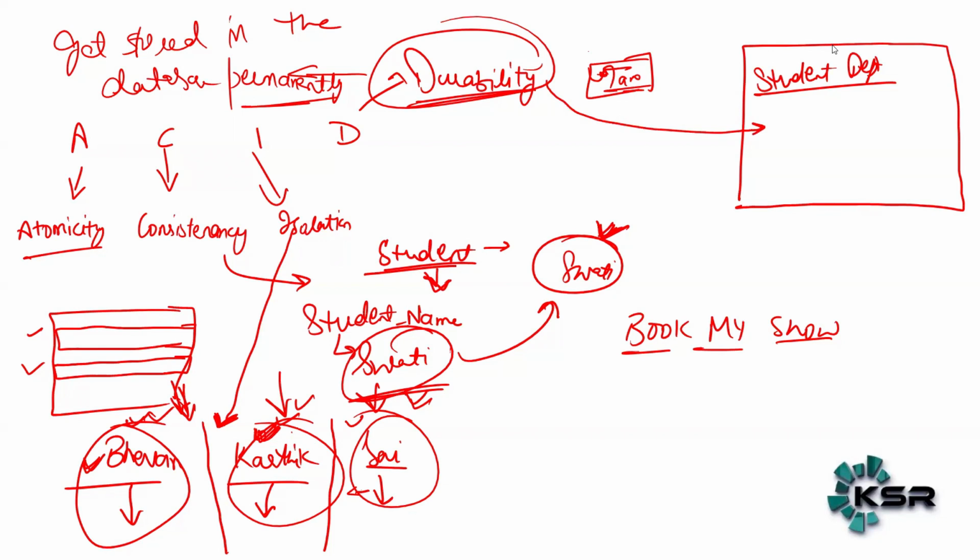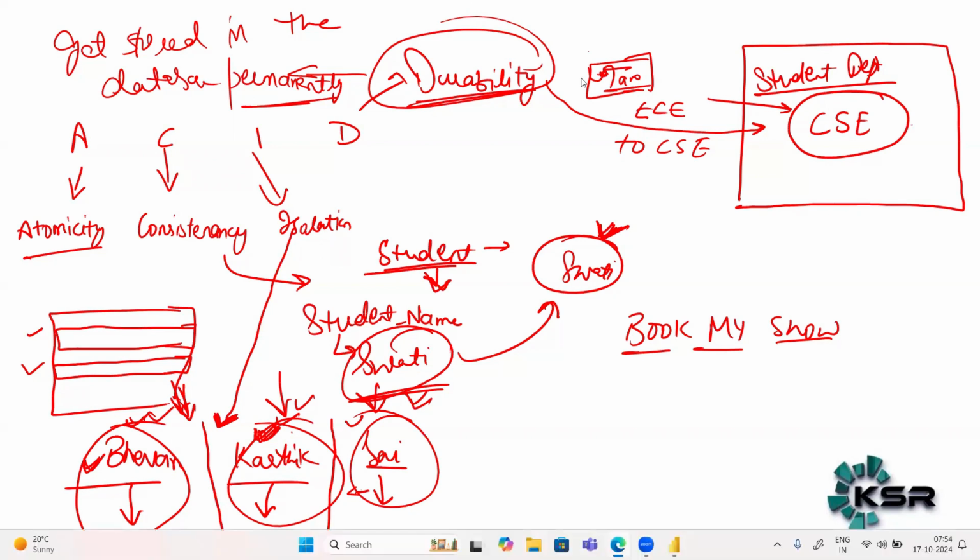Suppose you are trying to update the department from ECE to CSE. Then this should get written in the database permanently. It should get updated in the database and not get lost anywhere. If the system crashes, the data will still be there, right? Correct, because you are storing the data in the database. That is durable.